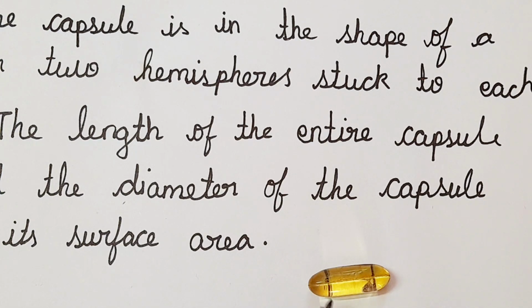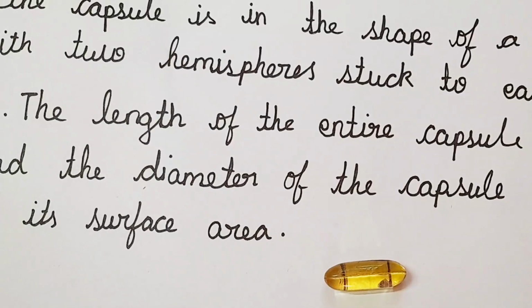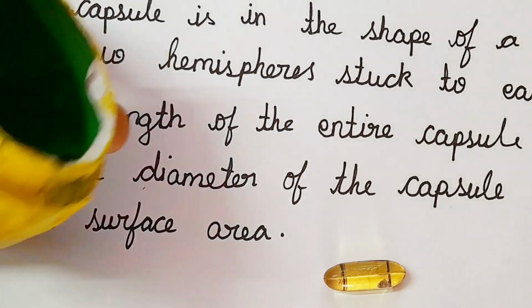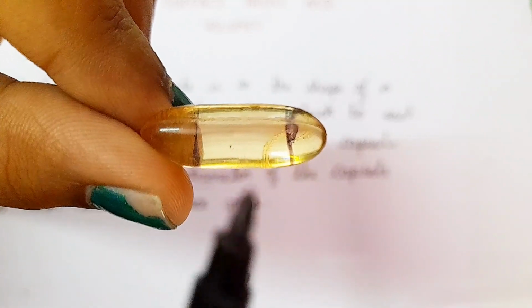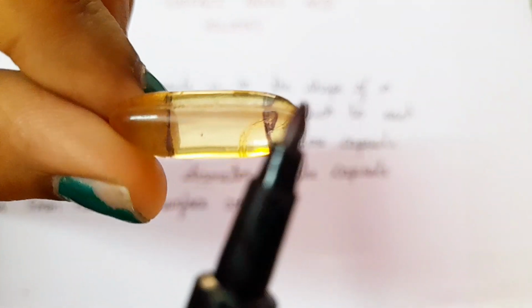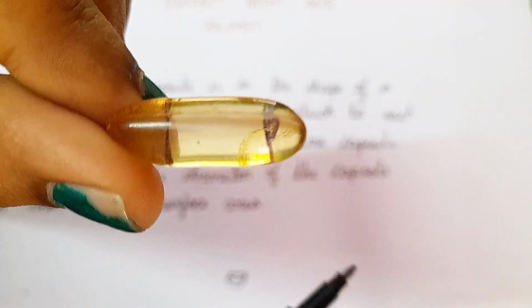So this is the cylinder. A hemisphere looks something like this. So this is the shape of a hemisphere. And this is the length. The length of the capsule is 14 mm, and the diameter is of the hemisphere. We'll talk about it later.